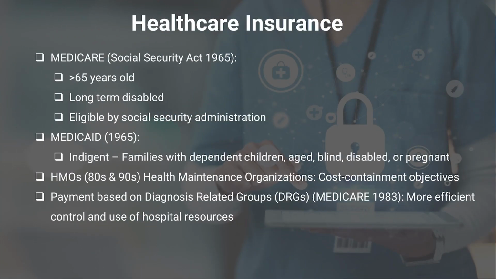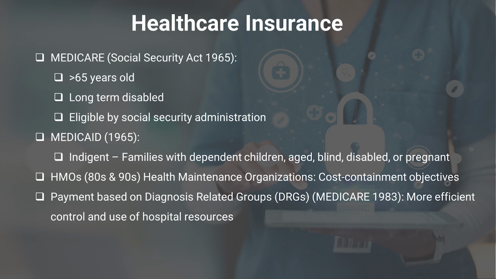Now, just a brief history regarding insurance in the US. Both the Medicare and Medicaid insurer systems were set in 1965, and while the former focused on supporting people more than 65 years old, long-term disabled or eligible by the Social Security Administration, the latter focused also on the indigent, so families with dependent children, the elderly, disabled, and so on.